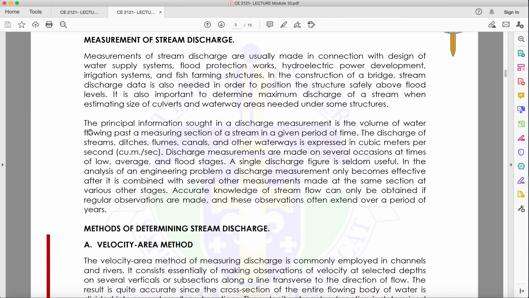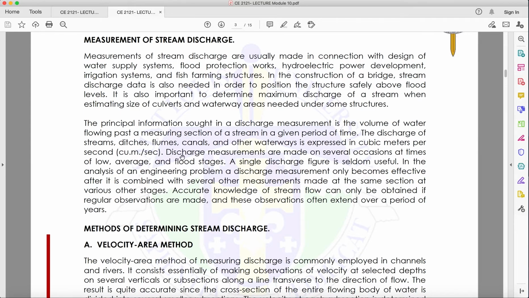Okay? So the principal information sought in a discharge measurement is the volume of water flowing past a measuring section of a stream in a given period of time. So the discharge of streams, ditches, flumes, canals, and other waterways is expressed in cubic meter per second, or we can call it cumecs. Okay? Cubic meter per second. Okay?